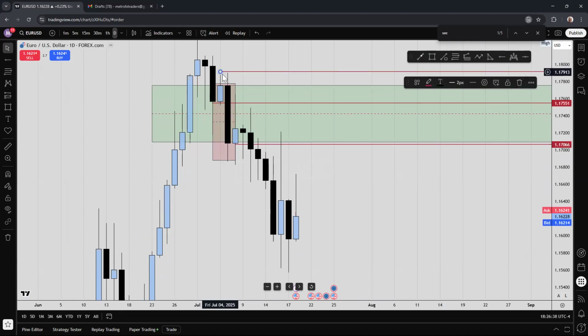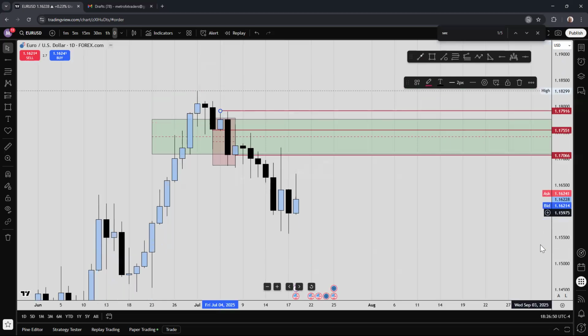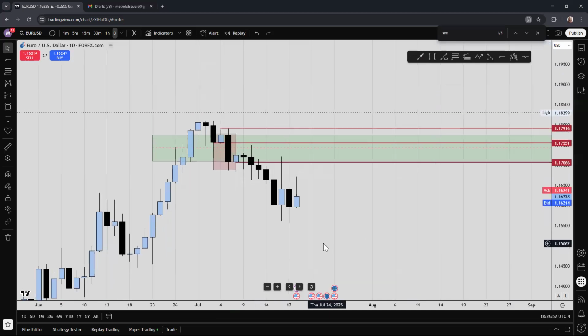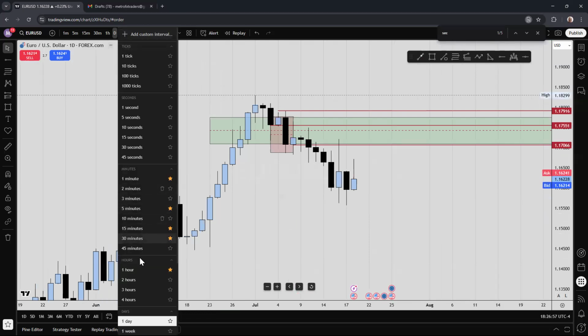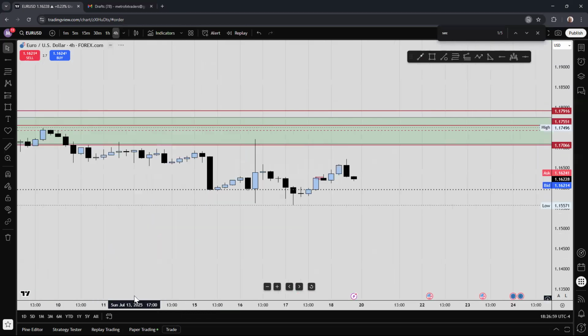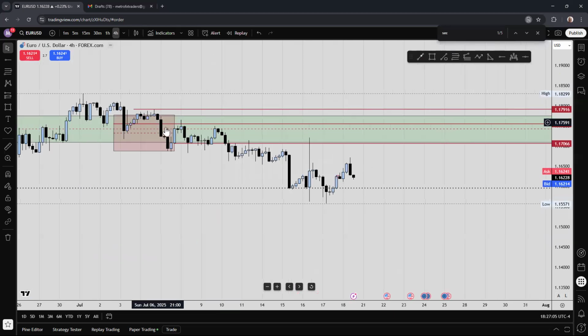Your stop loss would be up here. Even though it came back and retraced a little bit, you still would be in profit, and trying to ride this all the way down. So if we even go down to the 4-hour, you'll notice that the market came off its highs and started printing lower lows.